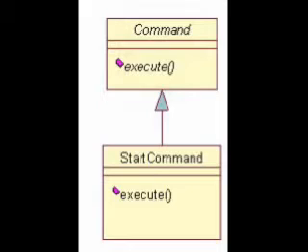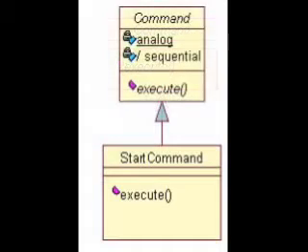In this next slide, the variable analog is static, and this is shown by underlining the variable. The / indicates a derived element. In this case, sequential is a derived attribute.